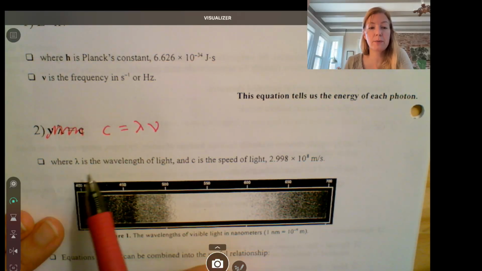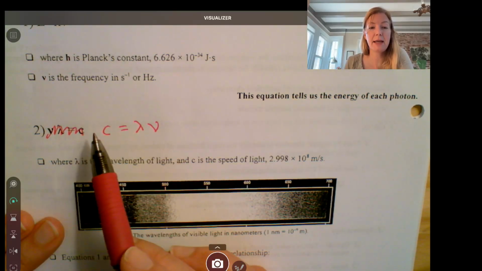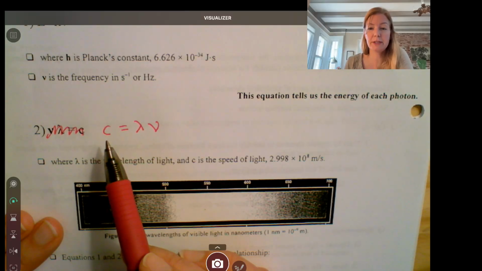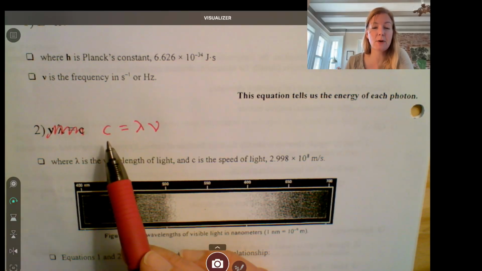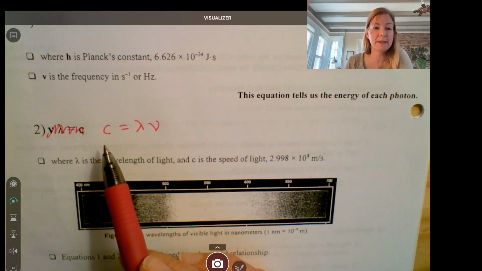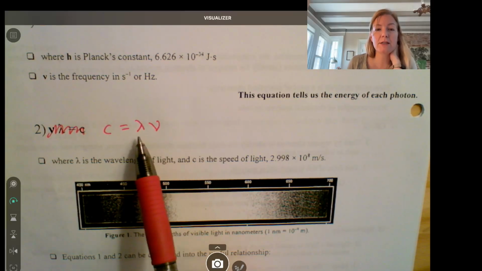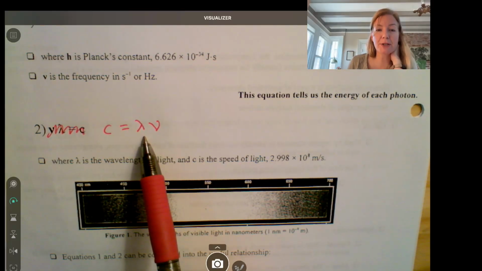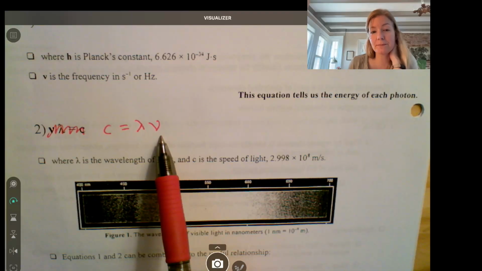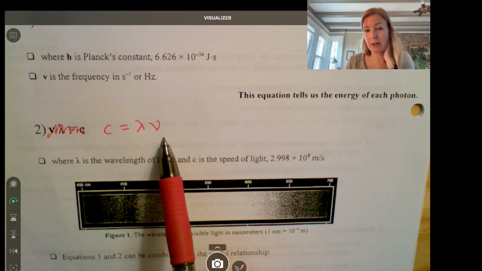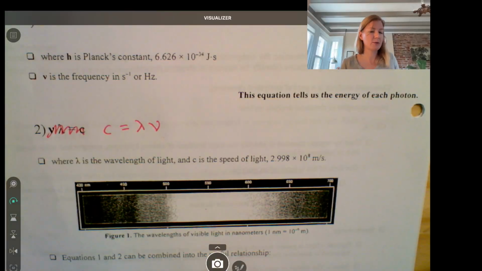This is the wavelength, and this is the speed of light, 2.998 times 10 to the 8th meters per second. So the speed of light is constant. It's always the same, okay? All electromagnetic radiation moves at the speed of light, what we call the speed of light. It's these that can change, okay? So as wavelength gets smaller, frequency gets bigger. As wavelength gets bigger, frequency gets lower, okay? These are inversely related.